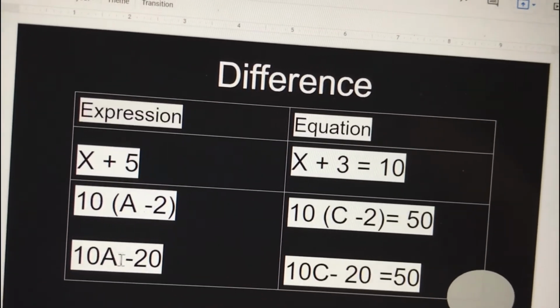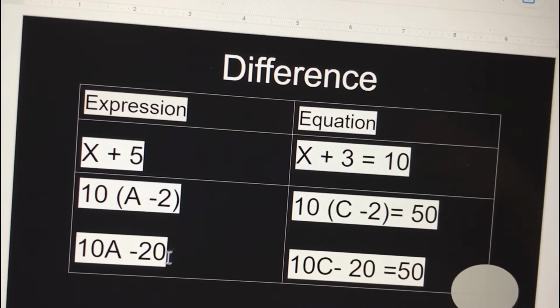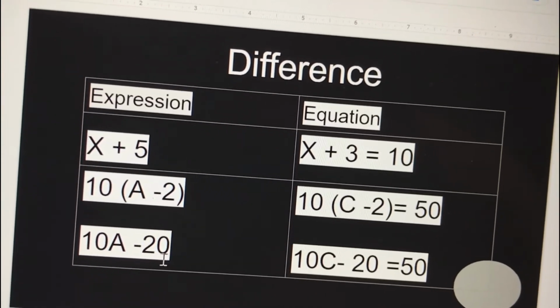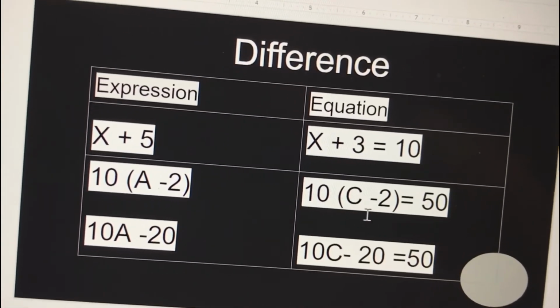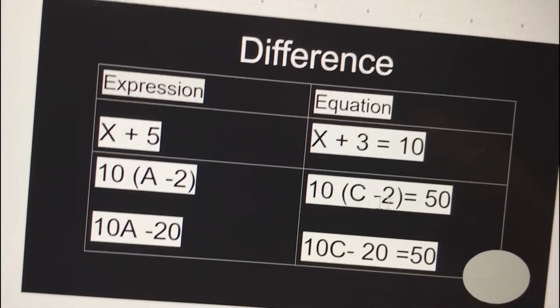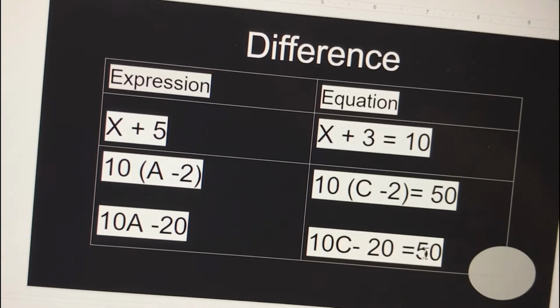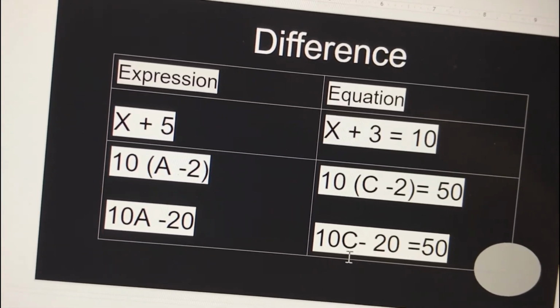Now, we can't break it down any further to find out what a is if they don't tell us what's on the other side, or what 10a minus 20 is equal to. Now, in a problem like this, 10 times c minus 2 equals 50, we can simplify it: 10c minus 20 equals 50. And there's three or four more steps we can do to eventually find out what c is.